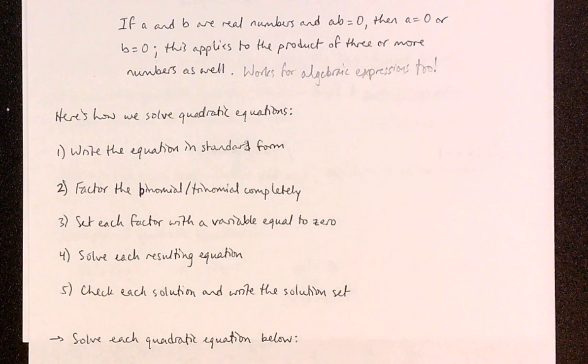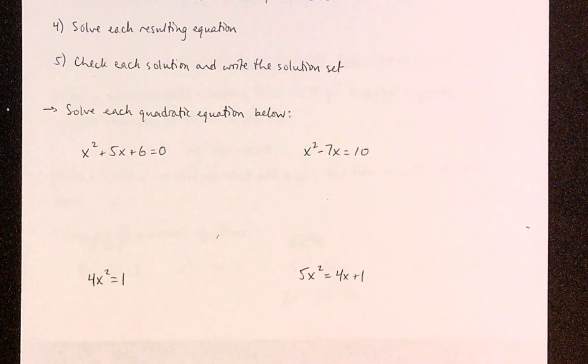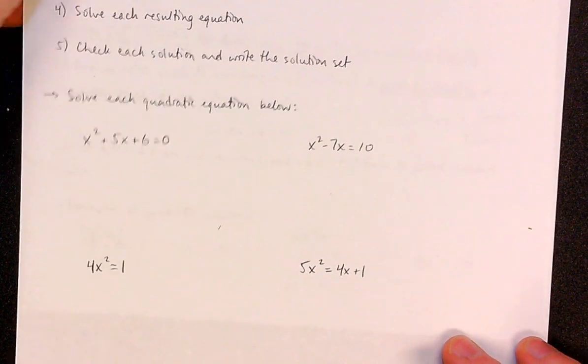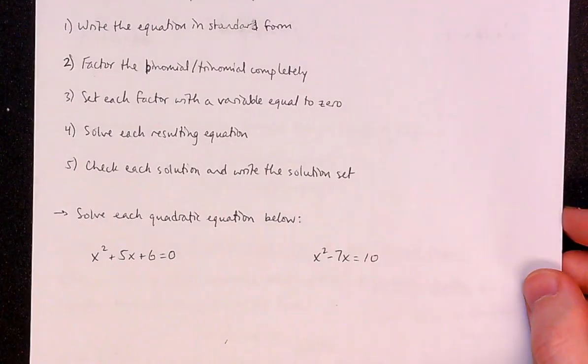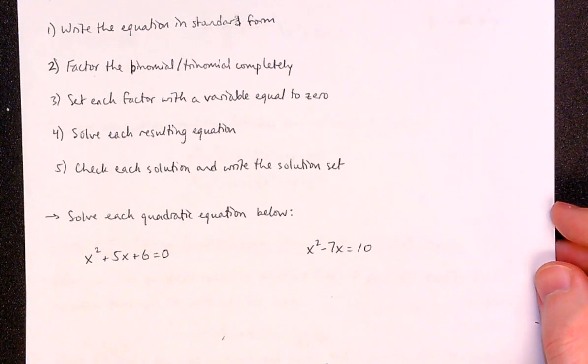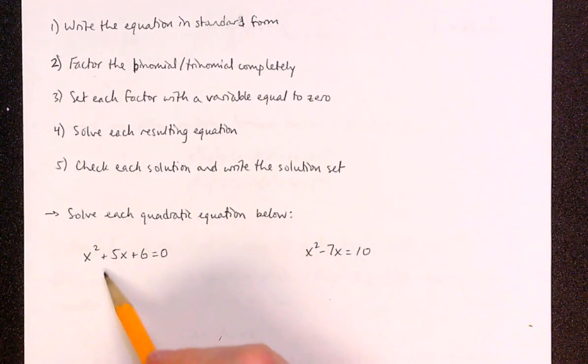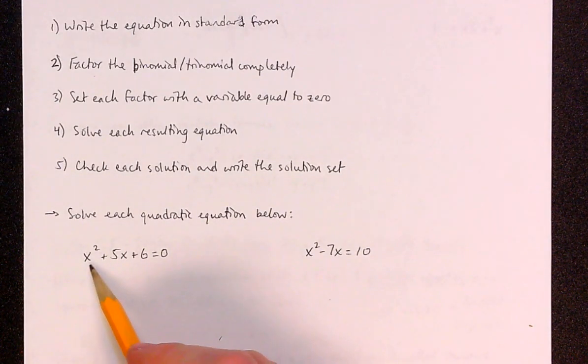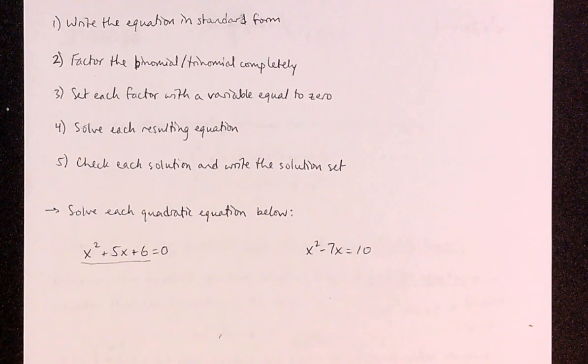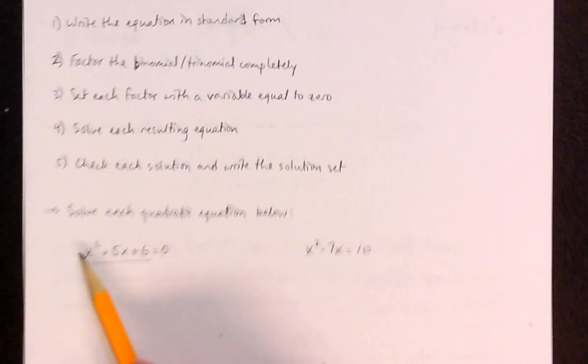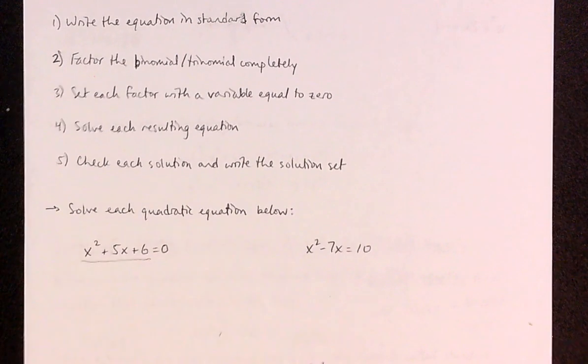So let's kick it off with some sample problems here. x squared plus 5x plus 6 is equal to 0. This is already given to us in our standard form. That's perfect. So I will lower this so we can stick with the process. So I need to factor this thing completely. Well, this is a nice trinomial here. And by nice, we mean the number in front of the x squared is just 1.